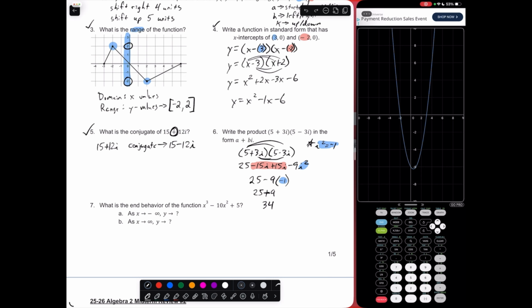So keep in mind, i squared is equal to negative 1. When you have conjugates, the whole helpful part of using conjugates, like when you're rationalizing denominators, is that the i values would go away.